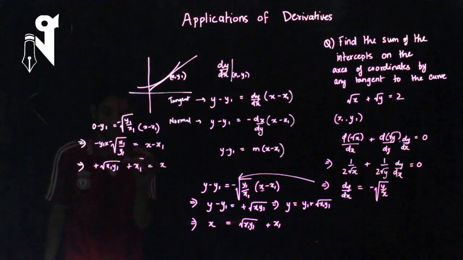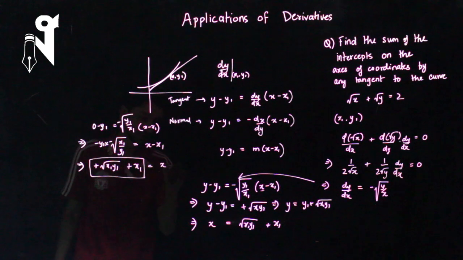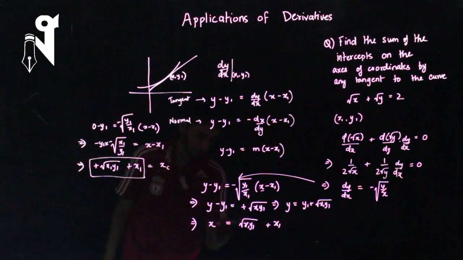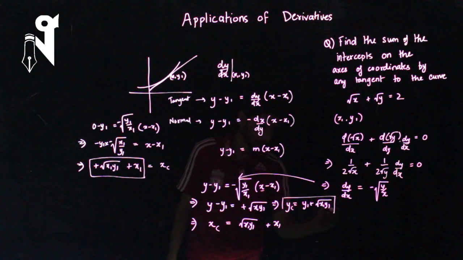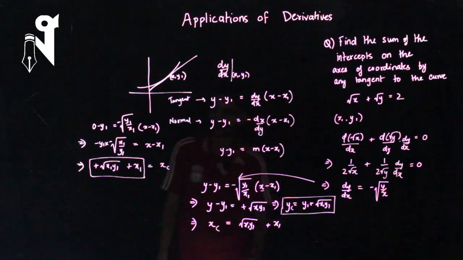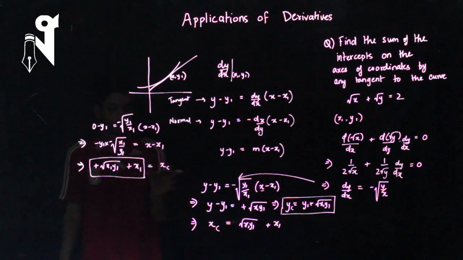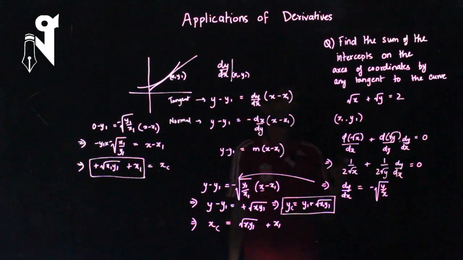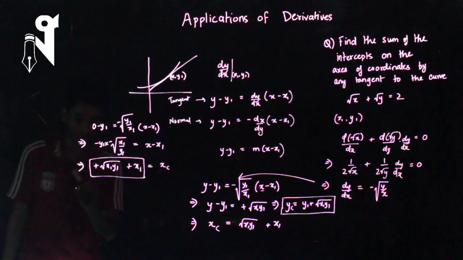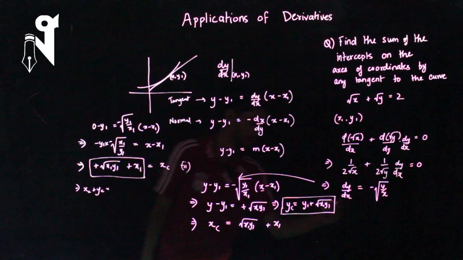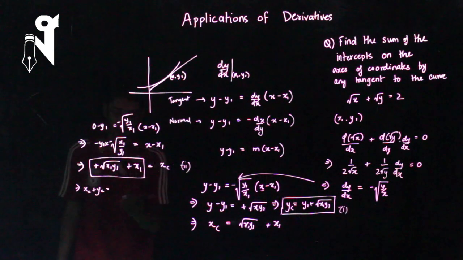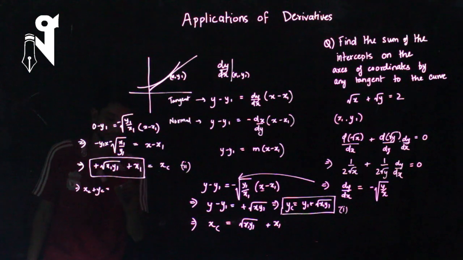So this is my x-intercept. I'll call this xc. This is my y-intercept, yc. Yeah, so I have x-intercept, I have y-intercept. Now I have to find the sum of the intercepts. That is basically xc plus yc. This equals, if I add both the equations, if this is equation 2, this is equation 1, I basically get xc plus yc is equal to x1.